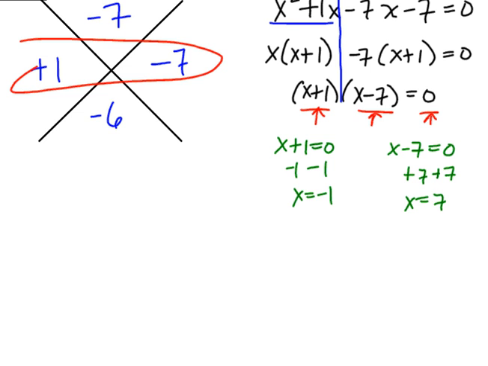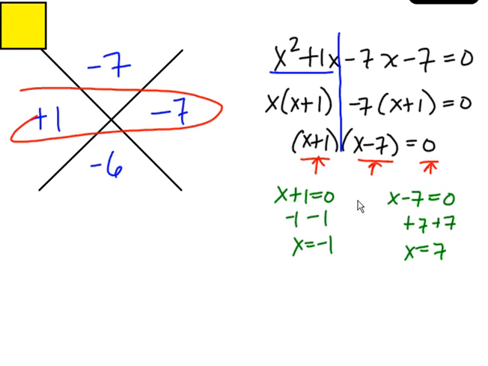So let's make sure and see what's going on here. Let's plug this back in and see. If I put a -1 into this first binomial, -1 plus 1 is 0. -1 minus 7 is -8. 0 times -8 is 0. So this indeed is a good solution. Here we have 7.